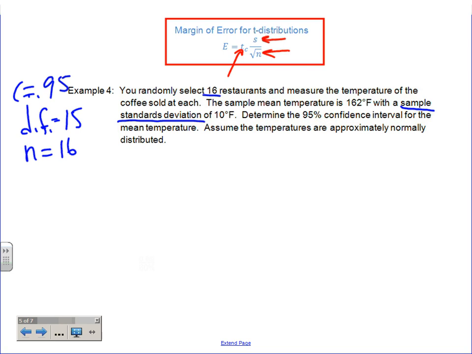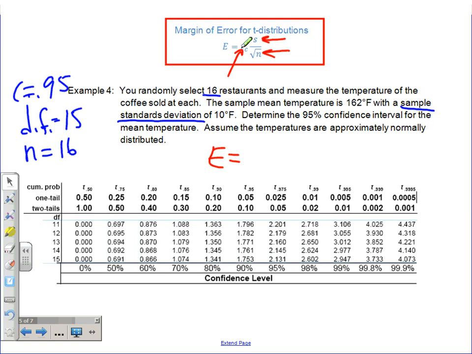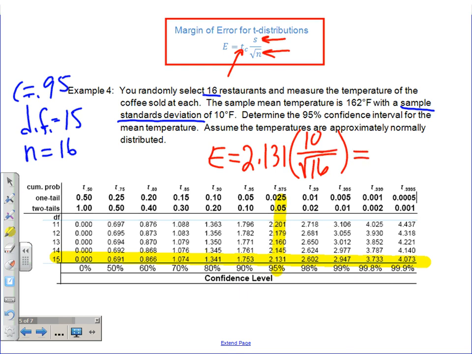Okay? So E is going to equal, well, let's find out. We know degrees of freedom is 15 that we need, so that's down here. And we know that we got 95%, so right there. So it's 2.131. So 2.131 times our sample standard deviation, which is 10, over the square root of 16, rather nice number. It's a nice number because I'm doing it. And so you find out your error. That's how far you can go either way.